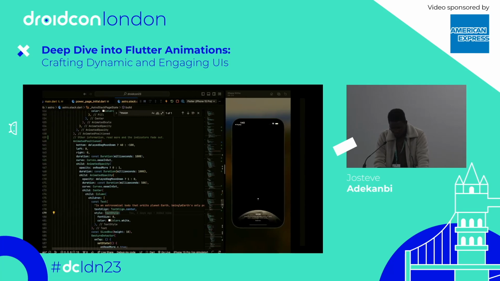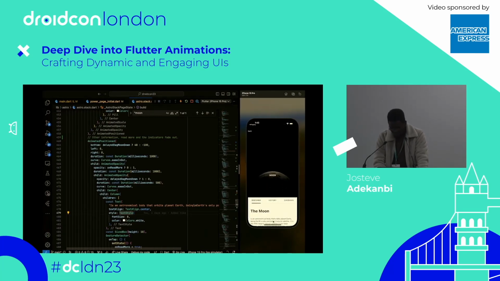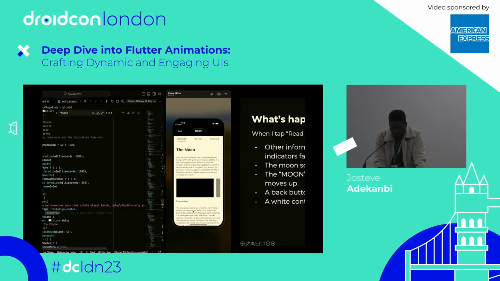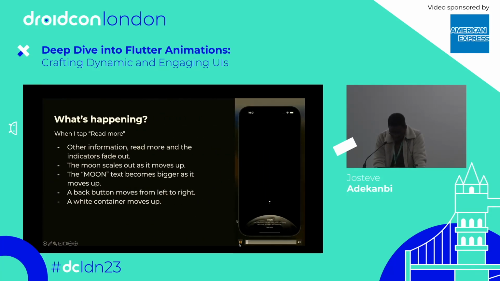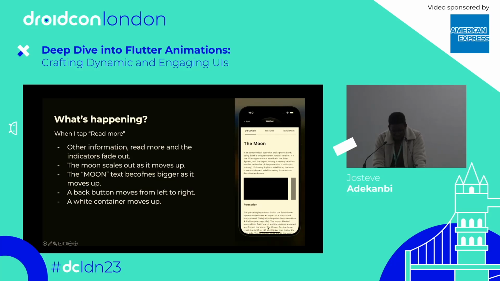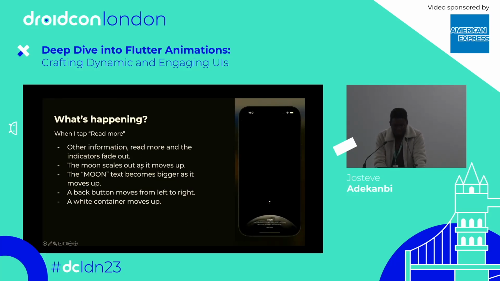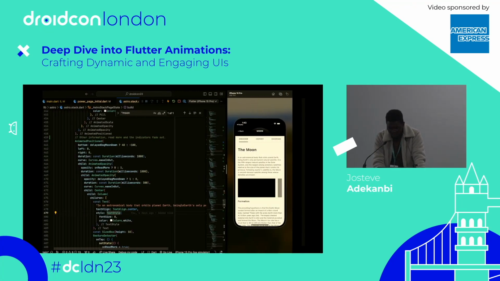And that's when you tap read more. There's something else that happens again. And so we can watch the animation again and then see what's actually happening. We can see that the other information, read more and then the indicators fade out. The moon scales out, becomes smaller and then moves to the top. The moon text becomes bigger as it moves back up. And then there is a back button that comes from the left on the top, and then there is a white container that comes from the bottom, similar to what we did in the first one.